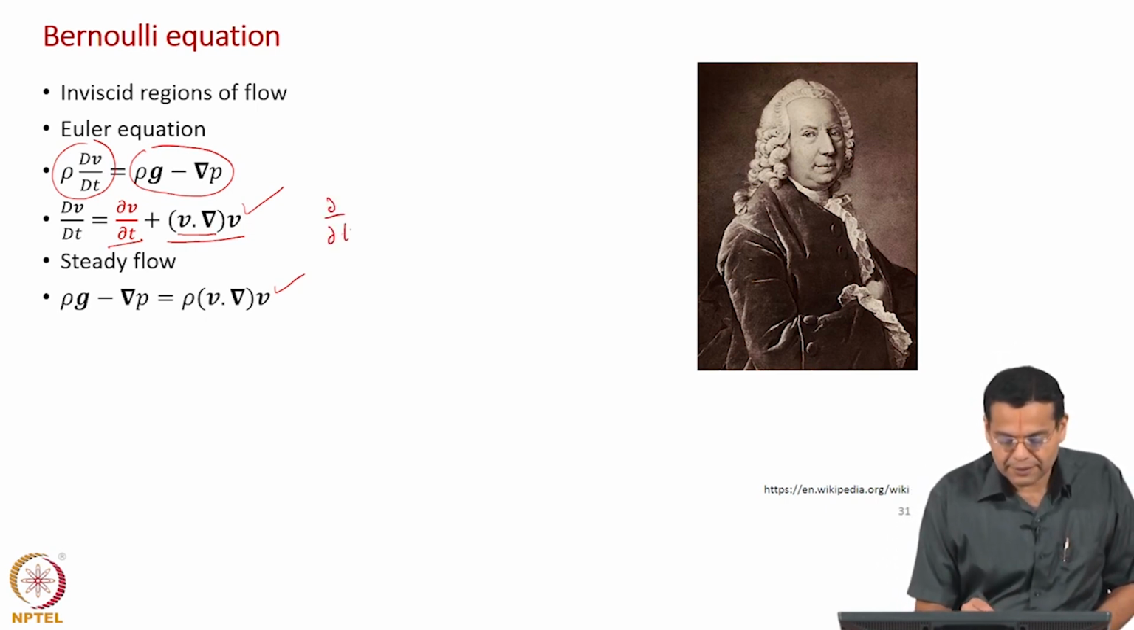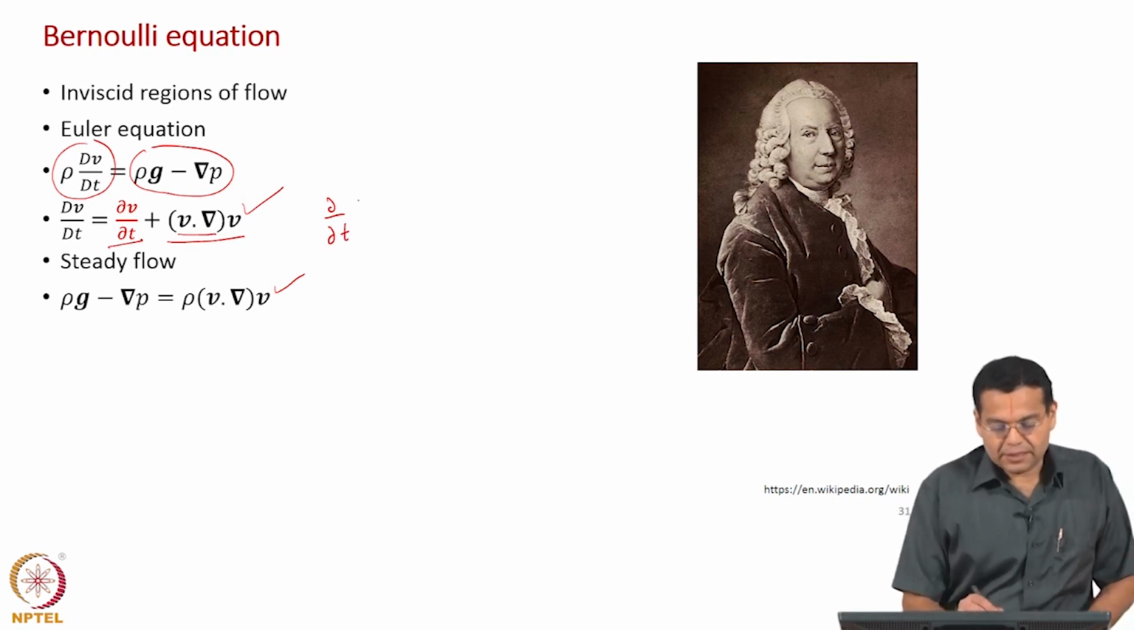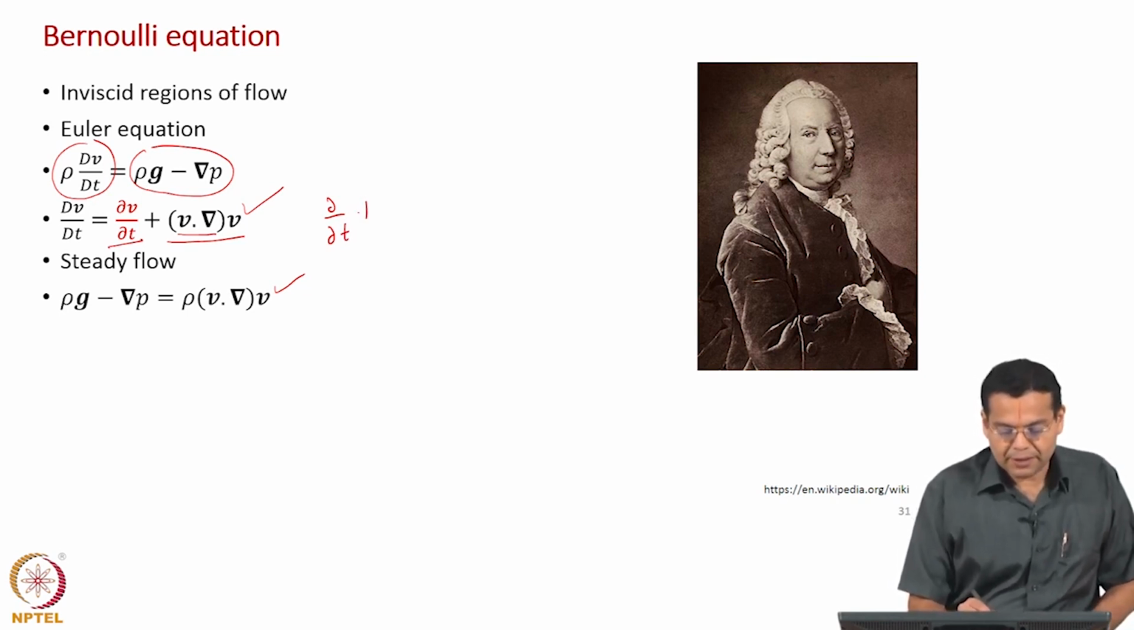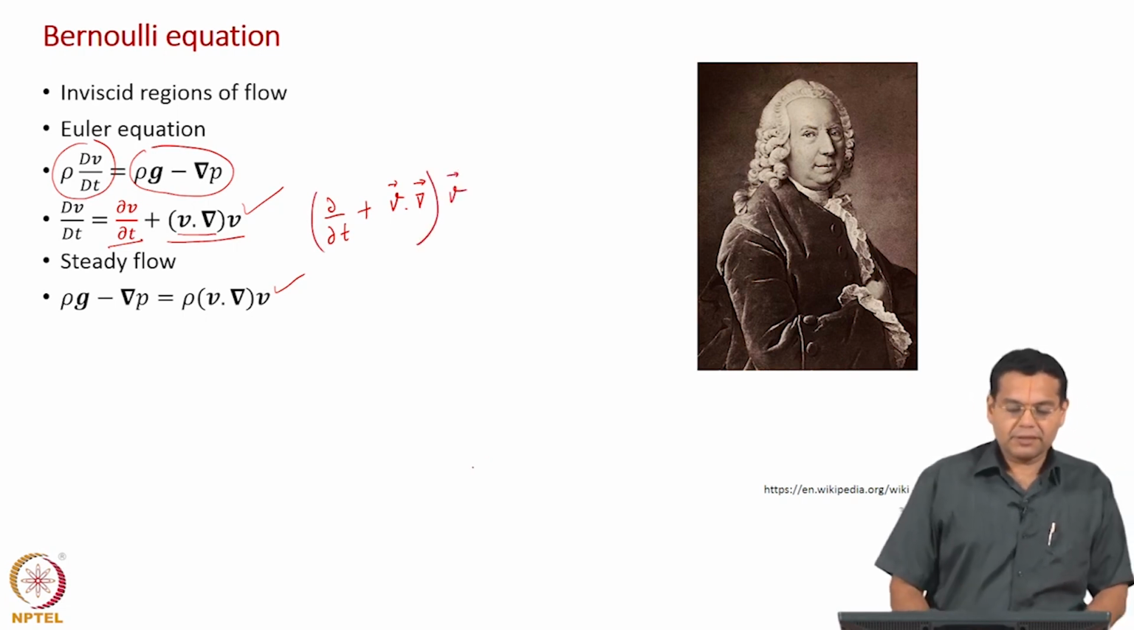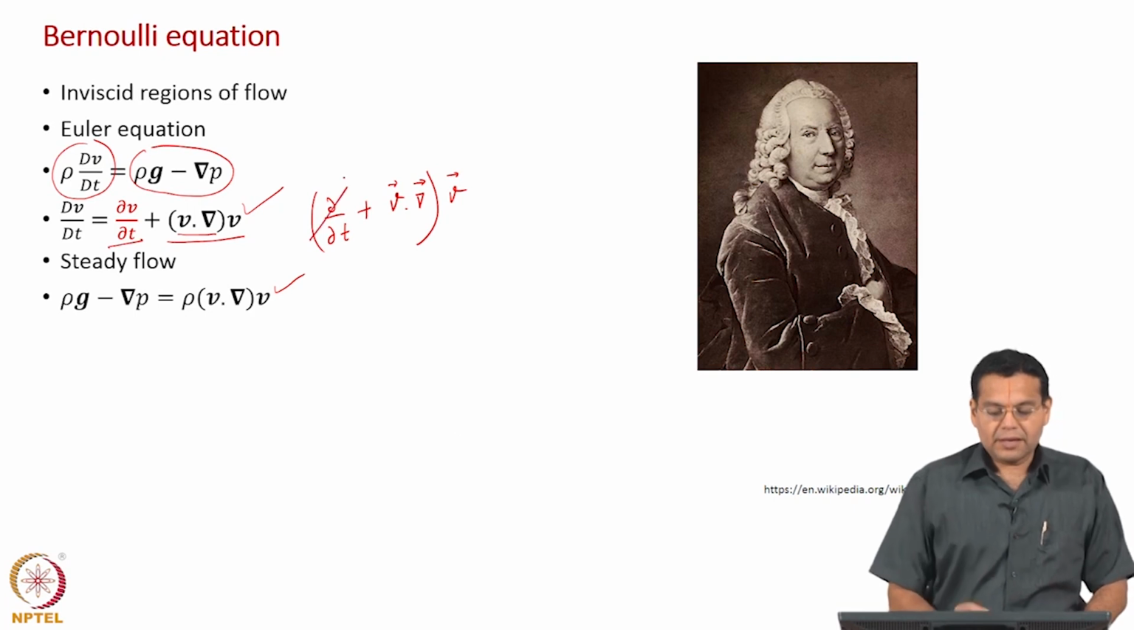Okay. So, it is dou by dou t. If you recall back the discussion on substantial derivative, and then it is v dot gradient, and that is the operator operating on the velocity vector. Okay. Of course, we do not have this term here, and so it is v dot del operating on v vector.